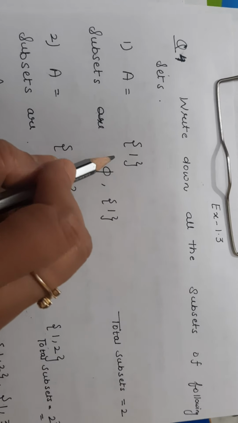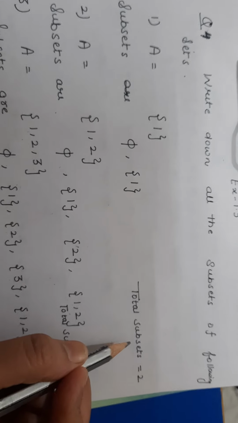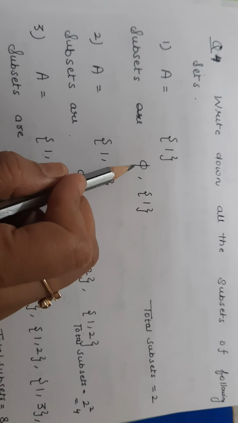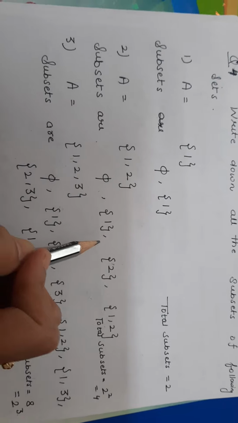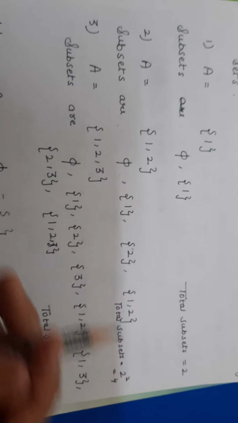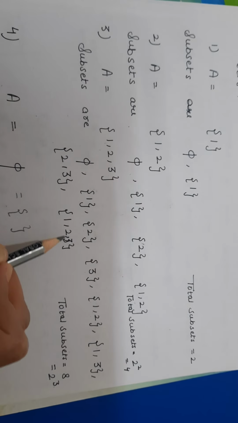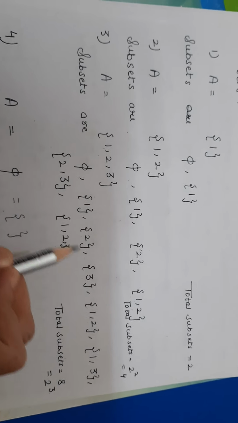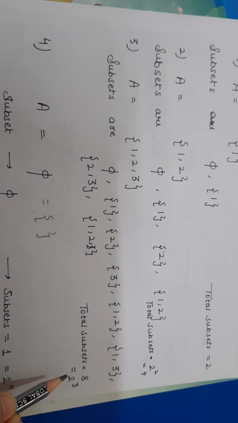Now just look at the pattern here. Here the set A contains one element, right? So its subsets are 2. Count them, 1, 2. Here the set A contains two elements. Its subsets are 4. 4 means 2 raised to the power 2. Now here set A contains 3 elements. Its subsets are 8. 8, we can write as 2 raised to the power 3.